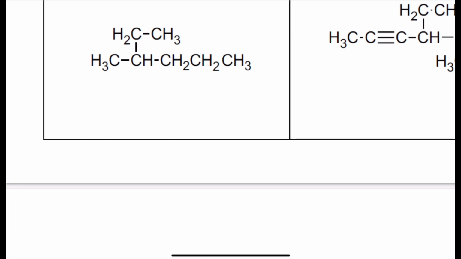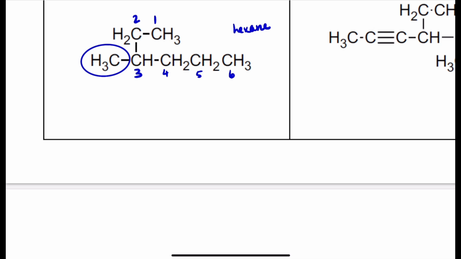Let's see if I count this one. This one looks a little funky because I didn't give you skeletal structure. These ones are a little harder for me to see because they just look messy. But I'm going to start counting from this side because I want my constituent group here to have the lowest number. So 1, 2, 3, 4, 5, 6. I got a hexane.